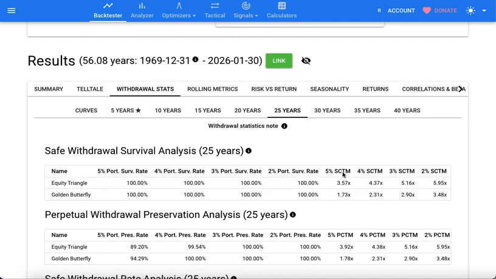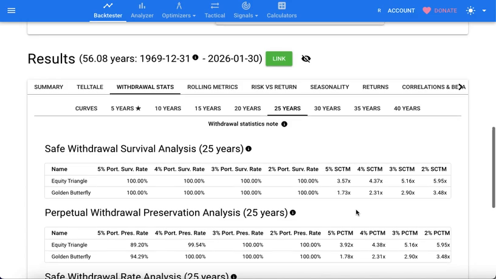Now over here on the right, we have what's called the terminal multiple, and that's what that TM is for. It says if you did take 5%, for example, from your equity triangle portfolio, your average ending balance would be 3.57 times what you started with. So if you had $1 million, you would wind up with 3.57 million on average. That's going to go up, obviously, as you take less and less from the portfolio. Sometimes you may have seen on YouTube that if you take 4% from a portfolio, you're way more likely to wind up with triple your money or quadruple your money compared to running out and going to 0. But here you can kind of see how those numbers look. All right, so that's safe withdrawal survival analysis.